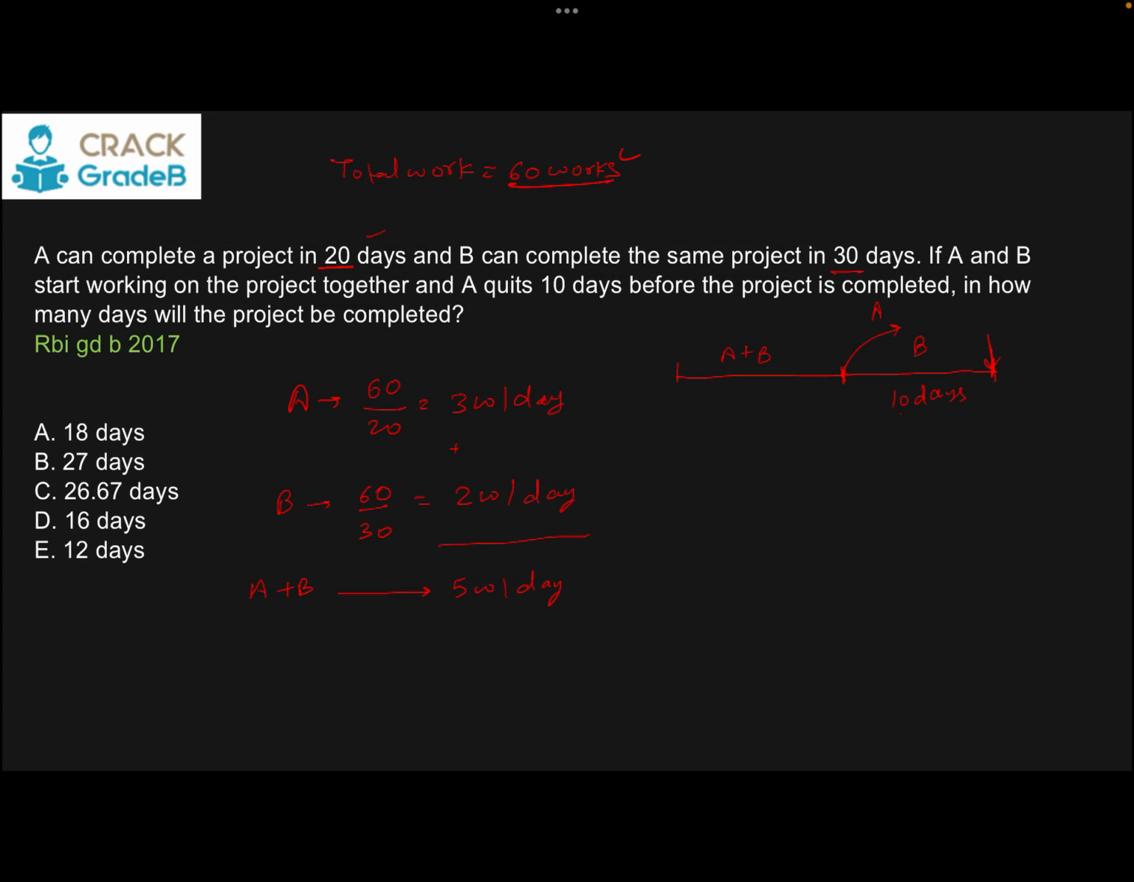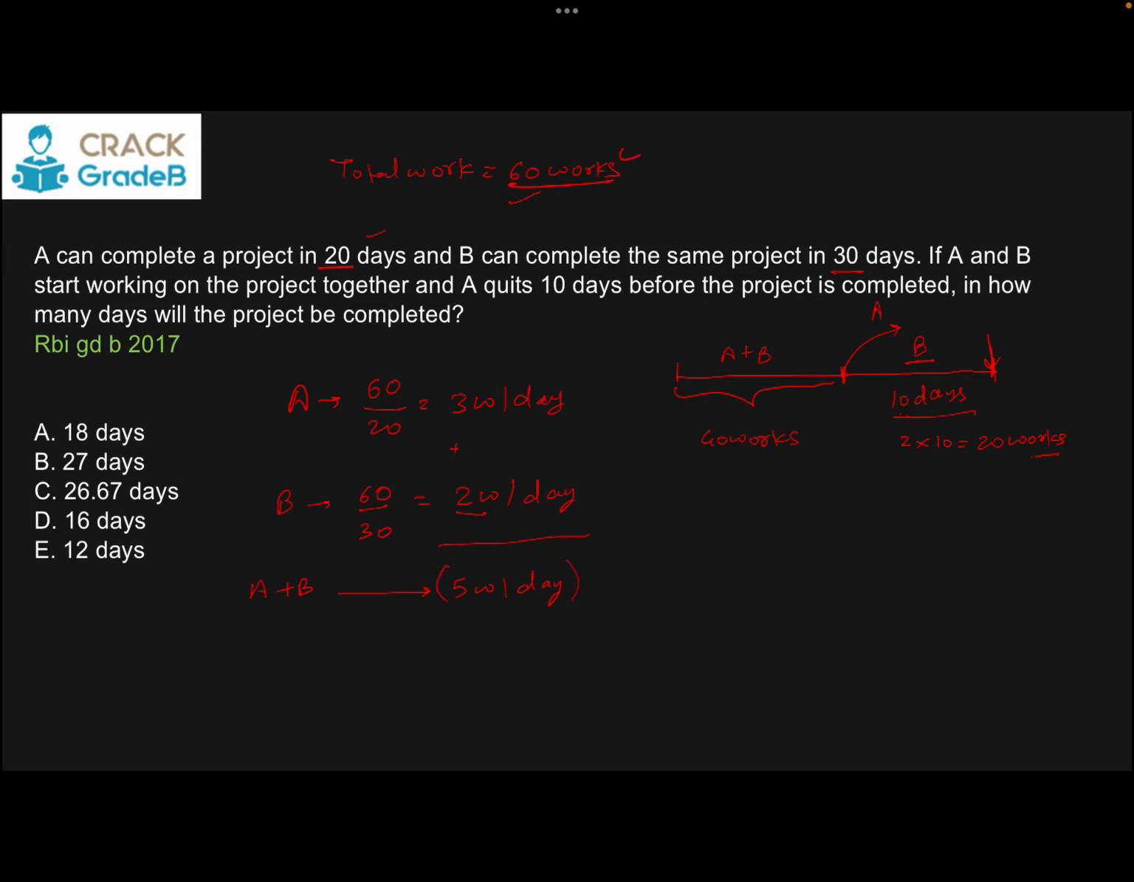That means this duration is 10 days. In these 10 days, only B is working and B does 2 works per day. So he has done 2 times 10, that is 20 works in that period. So out of 60 total works, 20 works are done in this period. That means the remaining 40 works are done in this period.